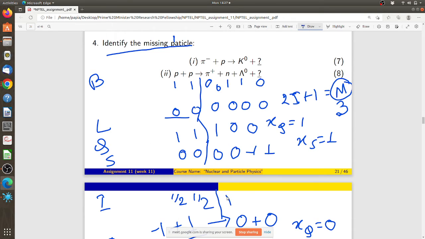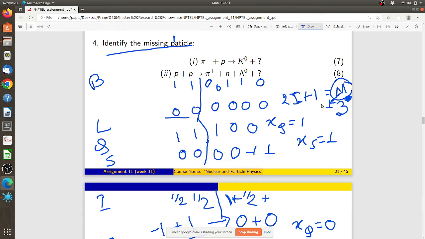So pi plus will have I value 1, and N will be half. And for lambda 0, there is no member of lambda 0, I mean only one member. So if I write 1 here, only one member, so what will be the value of I? So that the right hand side will be 1.